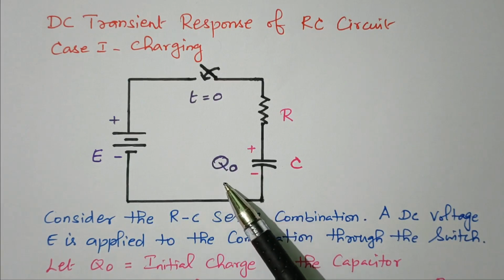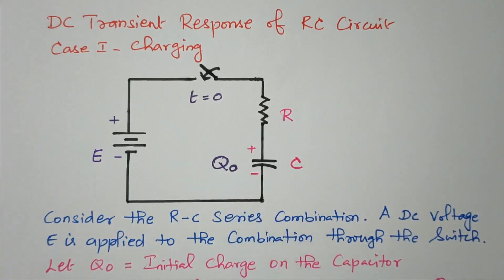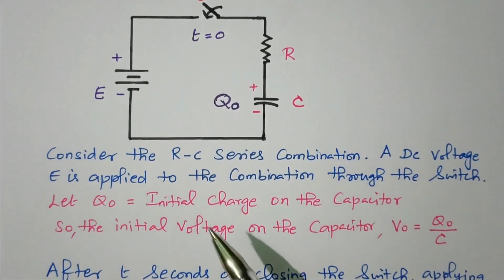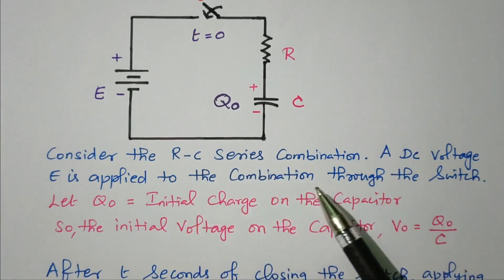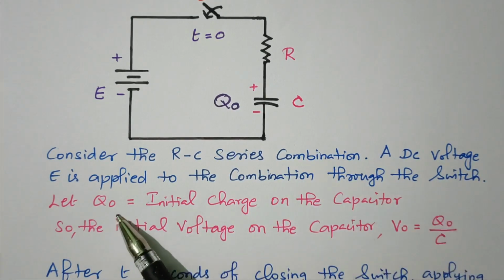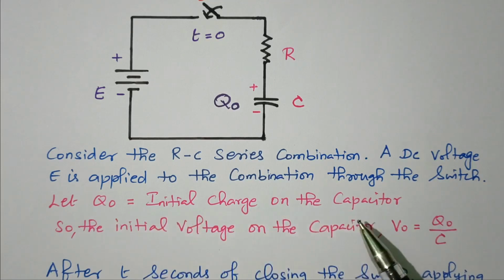The Q0 is the initial charge available on the capacitor. I will see the description. Consider the RC series combination. A DC voltage is applied to the combination through the switch. Let Q0 be the initial charge on the capacitor. Initially the charge is available, so the initial voltage on the capacitor is V0 equal to Q0 divided by C. Right? Q equal to CV. This is a formula, so V0 equal to Q0 divided by C, the initial voltage. Right? Now we need to go for the time response.